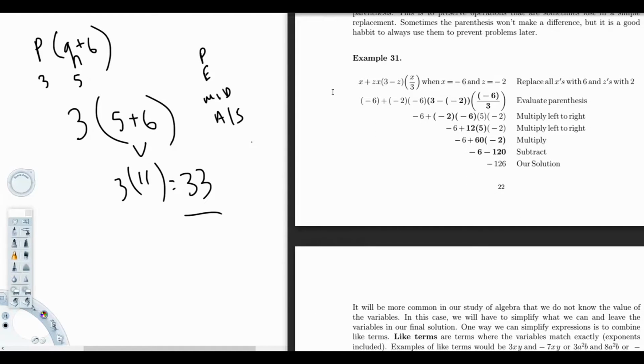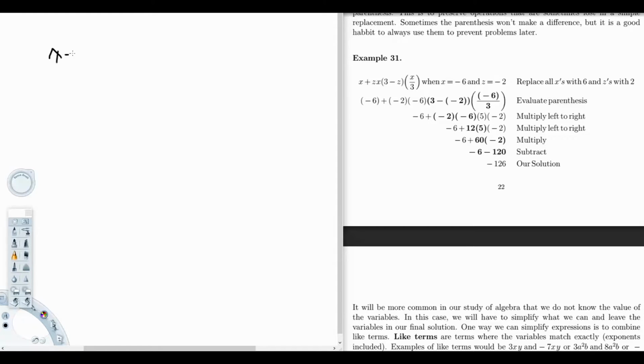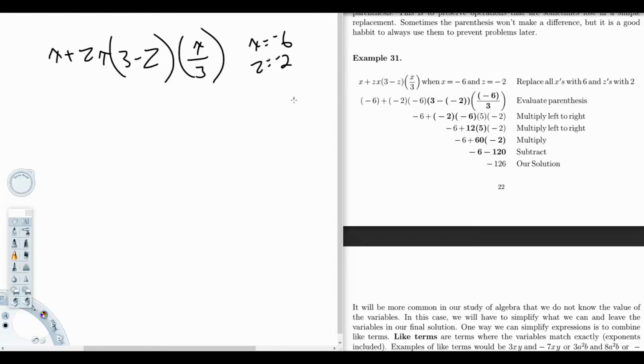So let's look at a more complex example: x plus zx times the quantity 3 minus z, times x over 3, where x equals minus 6 and z equals minus 2. Let's remember we do parentheses, exponents, multiplication and division, addition and subtraction. All right, so let's rewrite this. That's minus 6 plus minus 2 multiplied by minus 6.